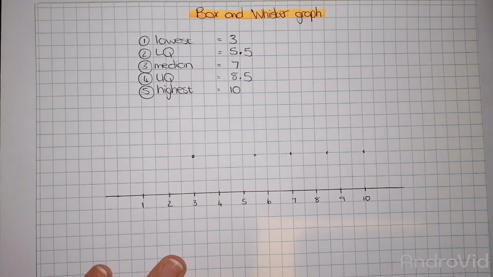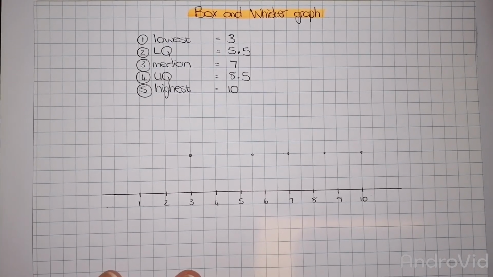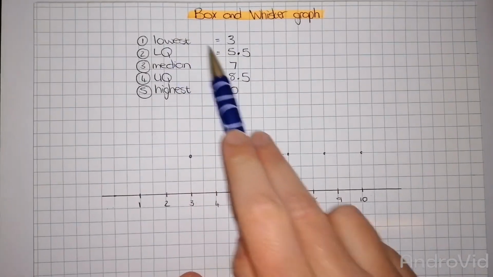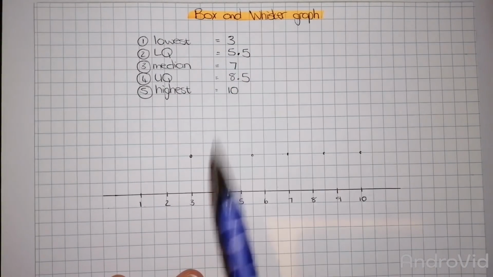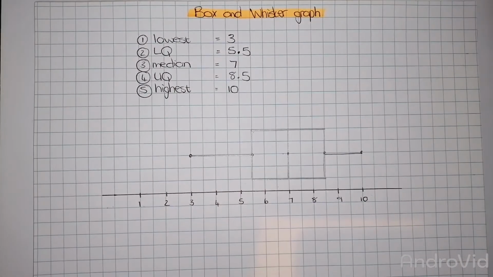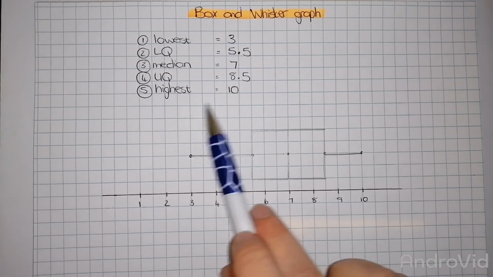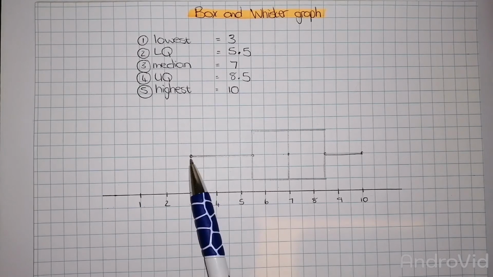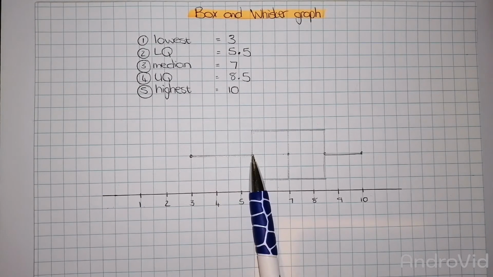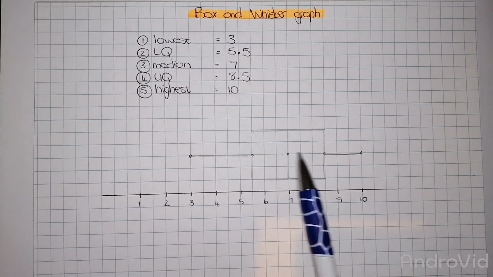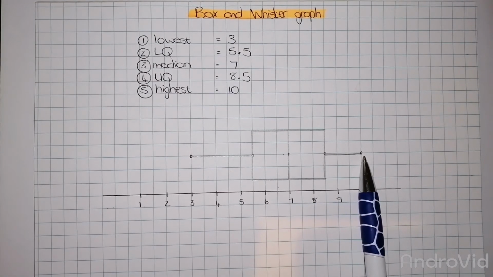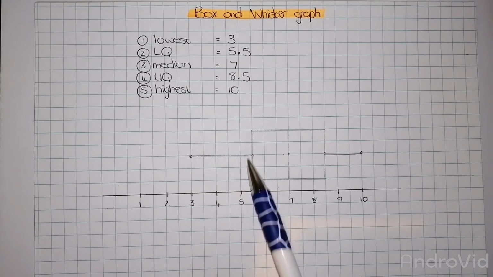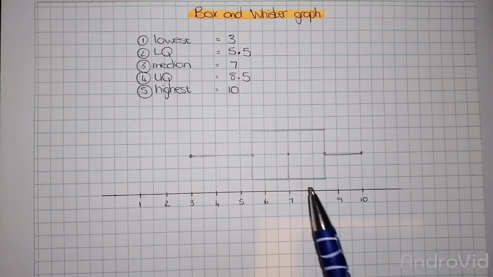Now I need to draw my box and whisker graph. To be able to draw box and whisker graph, it is exactly what the word says. It has a box and 2 whiskers. This is how my final box and whisker graph should look. I draw a whisker from the lowest to the lower quartile. I also draw a whisker from the upper quartile to the highest. And all 3 dots in the middle, I just connect with a box and a line through the middle.